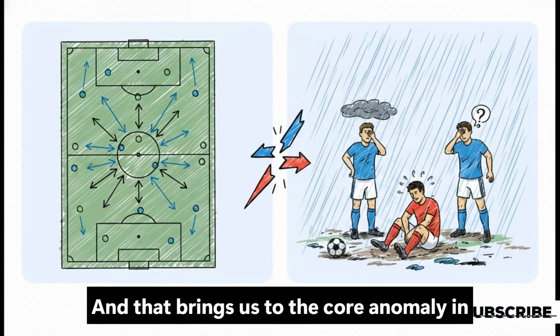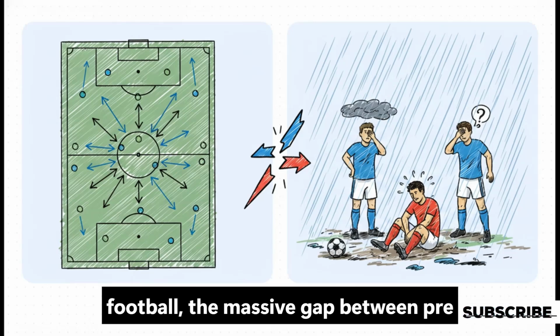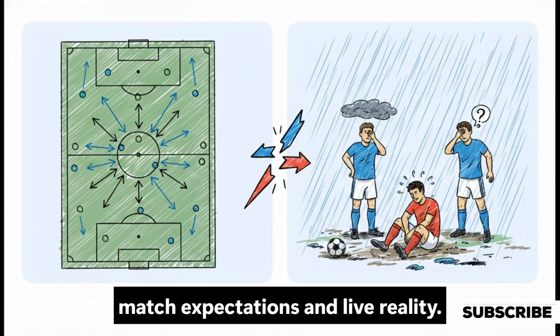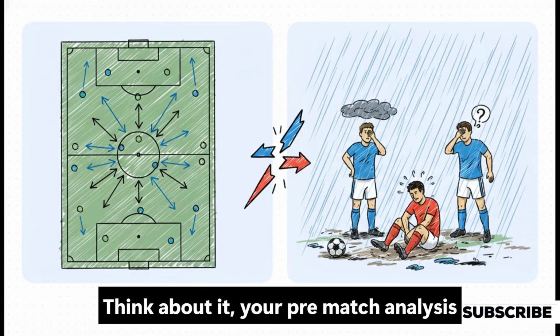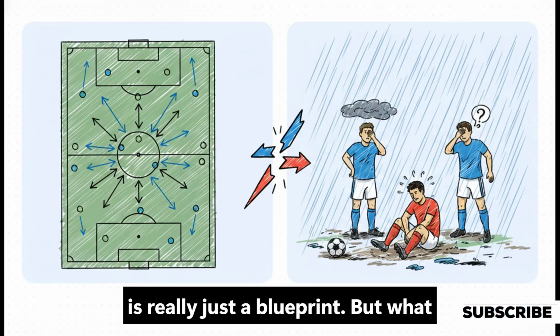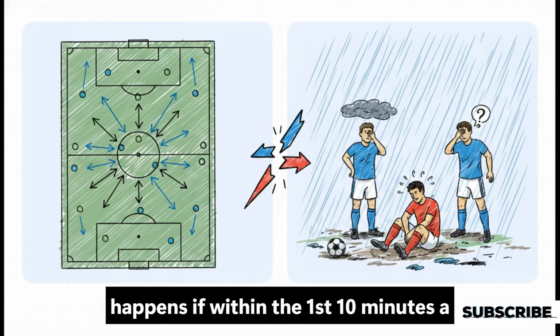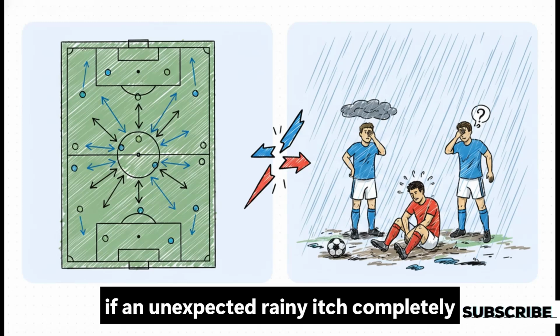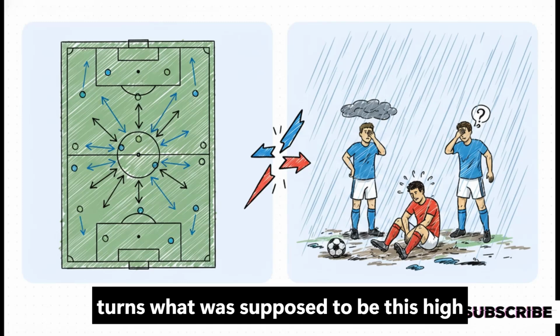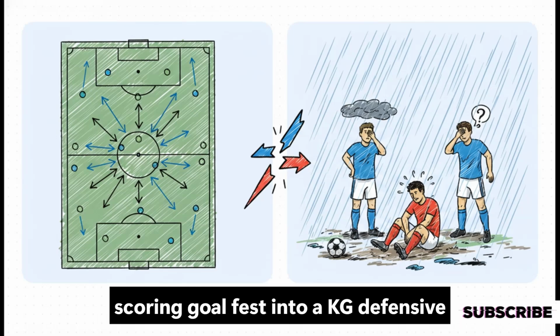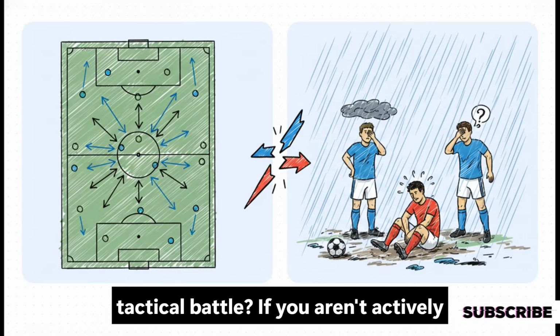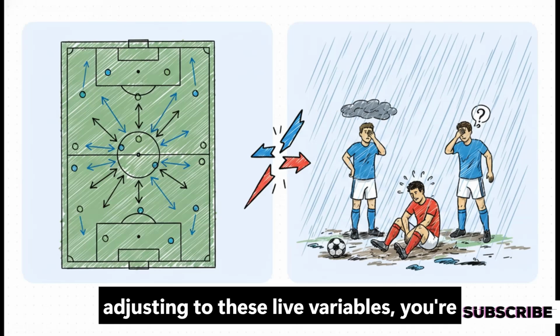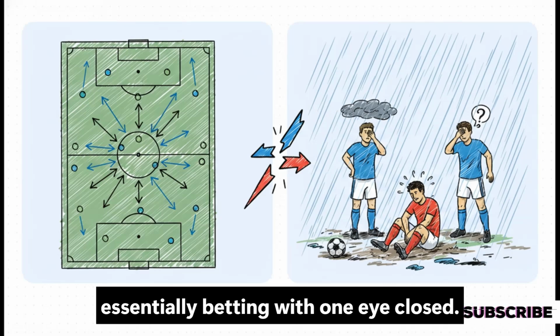And that brings us to the core anomaly in football: the massive gap between pre-match expectations and live reality. Think about it. Your pre-match analysis is really just a blueprint. But what happens if, within the first 10 minutes, a star striker limps off the field? Or what if an unexpected rainy pitch completely turns what was supposed to be this high-scoring goal fest into a cagey, defensive, tactical battle? If you aren't actively adjusting to these live variables, you're essentially betting with one eye closed.